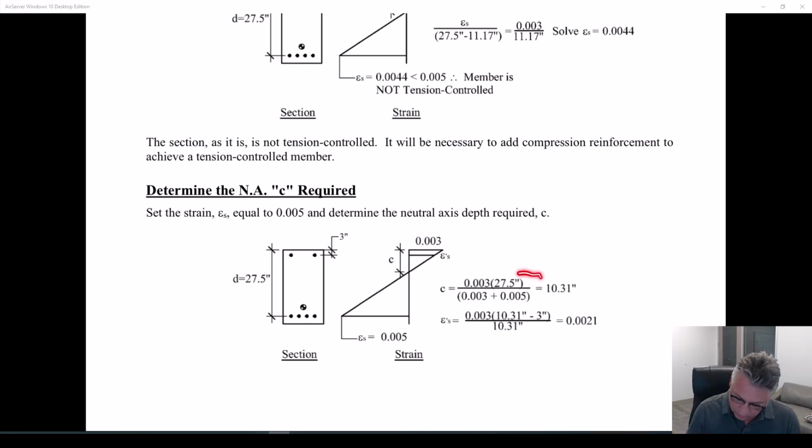By the way, I get a new neutral axis depth based upon this relationship. So I'm calculating the new neutral axis depth, and I calculate that the strain in the steel that I don't have there yet is going to be equal to 0.0021. In this case, that is greater than epsilon y of 0.00207.